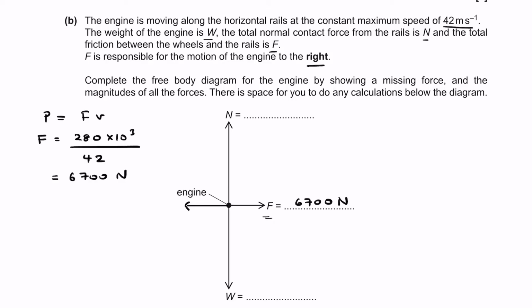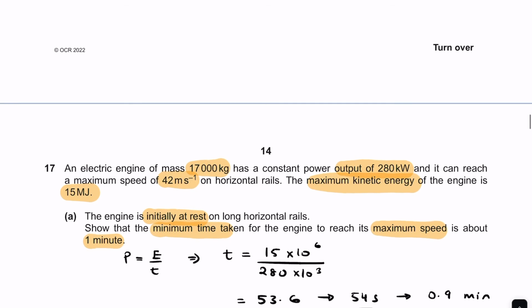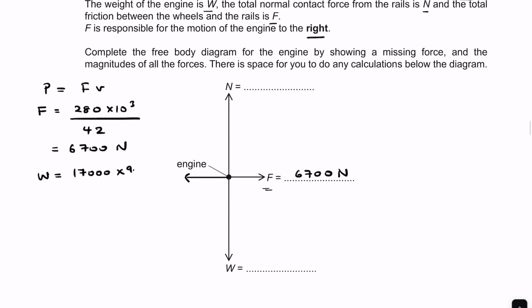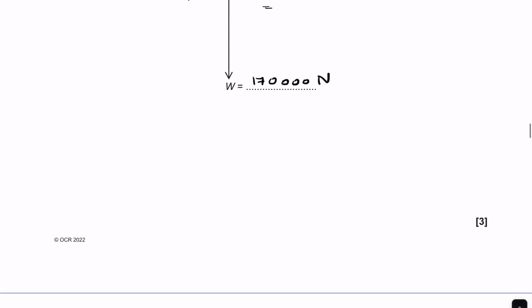And then for the weight, we know that it's just mass times gravity, so the mass was given to us as 17,000, if I'm not mistaken. Let's just double check. Yes, 17,000 times 9.81, and that gives me, again, roughly, two significant figures, 17,000. Okay, that's that, and therefore the normal force will also be of the same magnitude, and there you have it. So let's check out the next part.